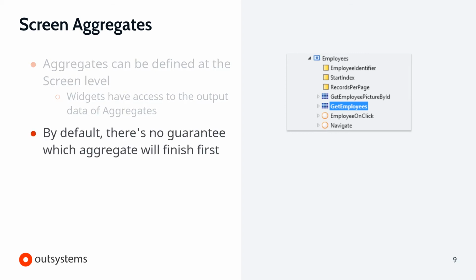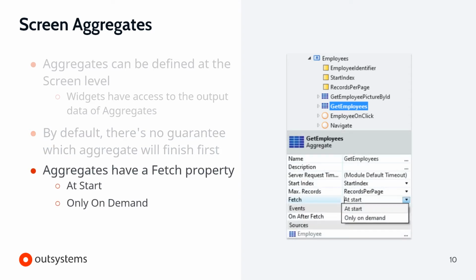As previously mentioned, aggregates run asynchronously and in parallel by default, so there's no guarantee which aggregate will finish first. However, the default behavior can be changed. Screen aggregates have a fetch property with two options, at start and only on demand. Let's go through these two options.